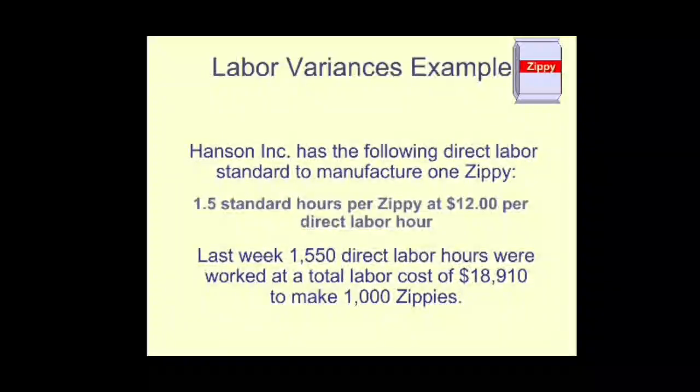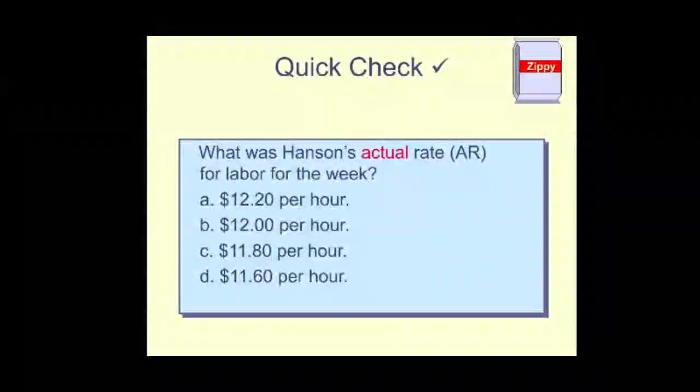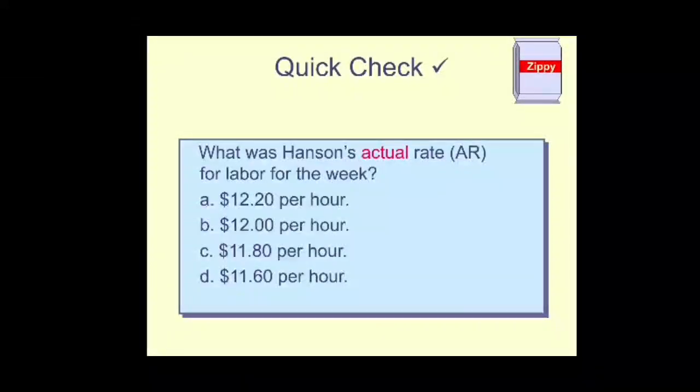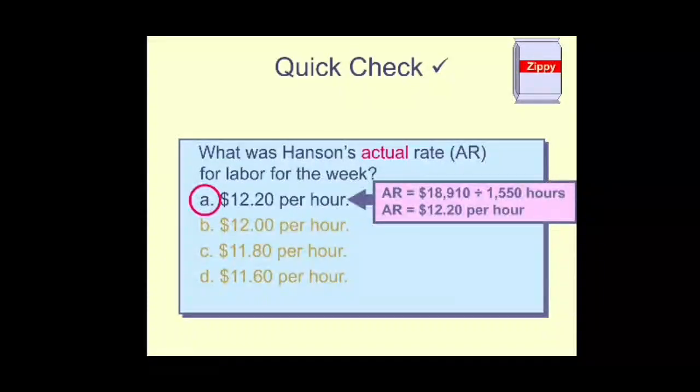Okay, so let's see the actual data. Last week, 1,550 direct labor hours were worked at a total labor cost of $18,910 to make 1,000 ZPs. So the question: what was Hanson's actual rate for labor for the week? This is easy. Actual rate means actual labor cost divided by actual hours. So $12.20.